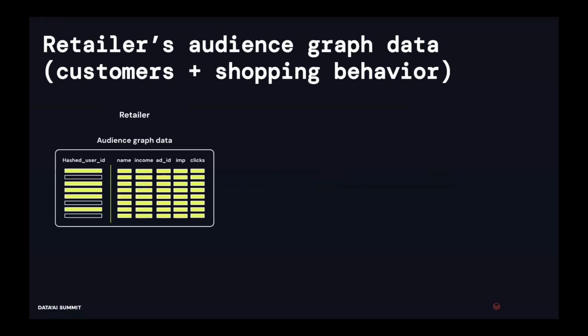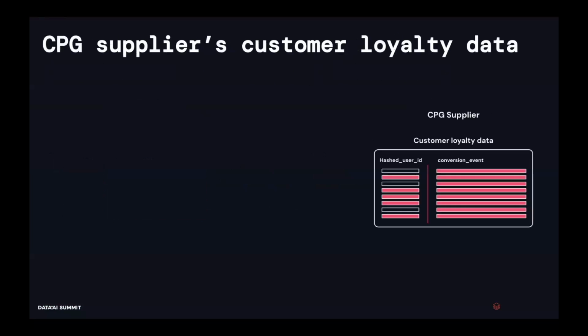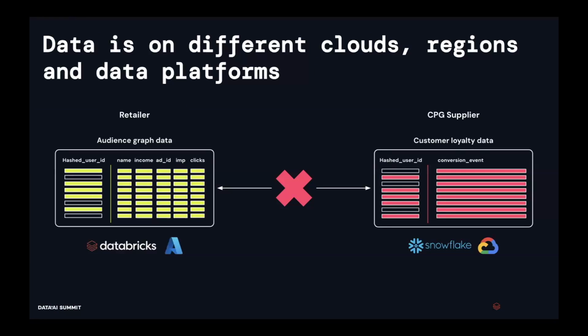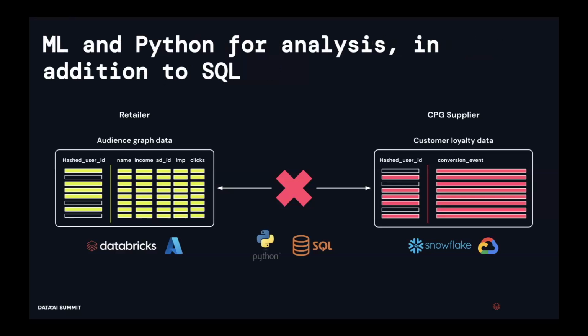I, as the retailer, have data on my customers and their shopping behavior. My supplier has their customer loyalty data. However, we have some challenges. First, we cannot share any sensitive information about our customers with each other. Second, our data is on different clouds, regions, and data platforms. And finally, we want to leverage machine learning and Python for our analysis and not just SQL.